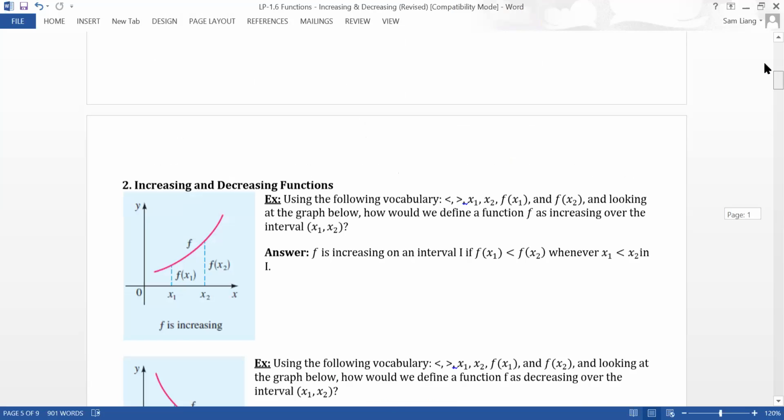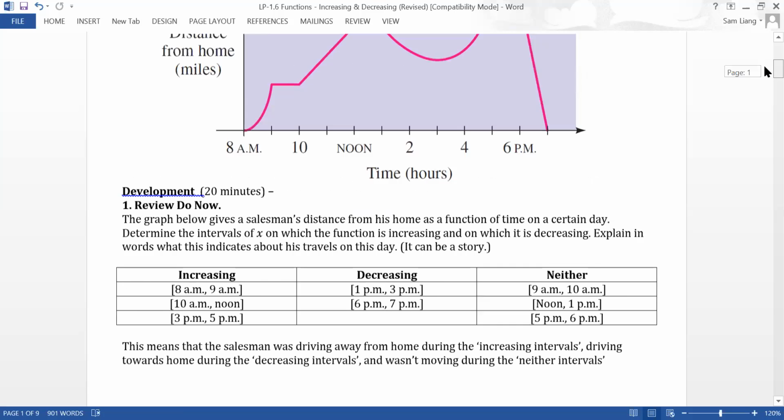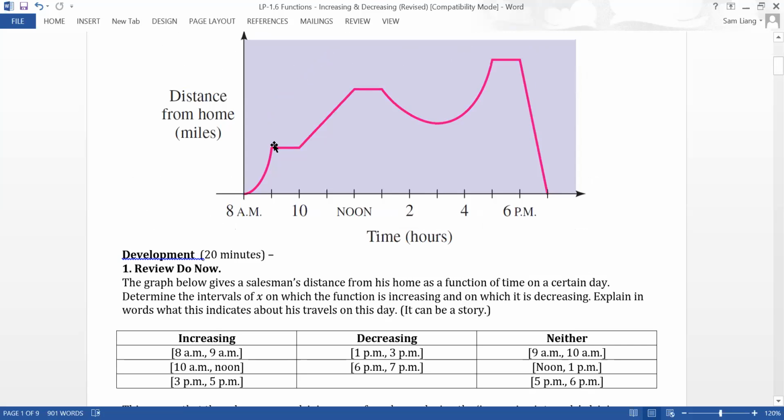All right, here we are. So my response was the graph below gives a salesman distance, right? That was just a reiteration of the question, but I organized everything in a table. So I had increasing, decreasing, and neither. From 8 to 9, his distance from home is increasing, right? And then also from 10 to noon, his distance is also increasing. And then the last interval that we have is 3 to 5. So that's like from here up to here. So those three intervals, his distance is increasing.